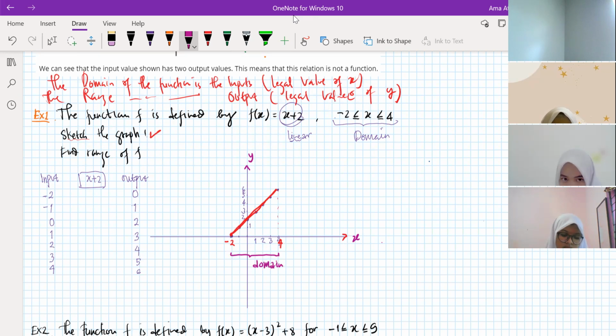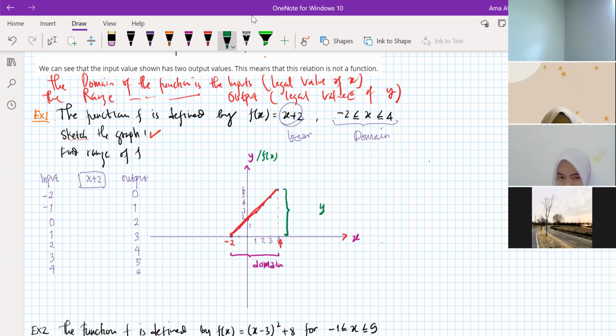Right. Now, pay attention. I will explain to you the range. The range is the legal value of y. This is y. Sometimes we can also say f(x). The legal value of y or f(x). So you see the interval of y of the line segment. The line segment has the interval from here to here. So this is the interval of y. Are you okay with that? The interval of y, it is between what and what?